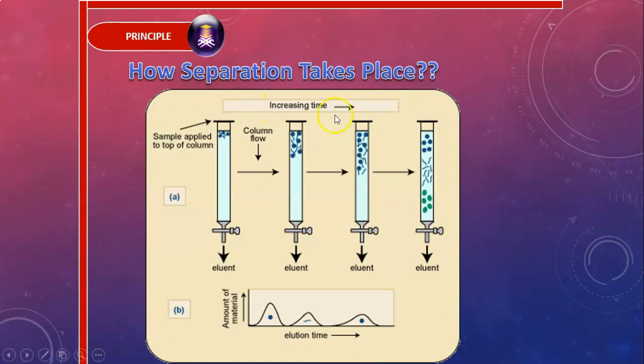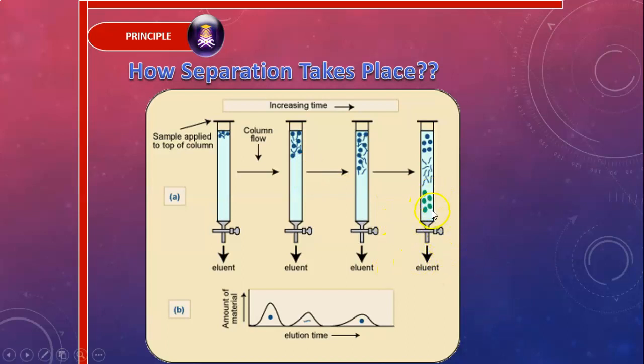So how does the separation take place? First, the sample is applied to the top of the column. We pour the sample together with the solvent on top of the column. This column contains the silica beads as the stationary phase, and the flow follows gravitational force. As time increases, each compound will be separated according to its affinity and tendency toward the stationary phase and also toward the mobile phase.